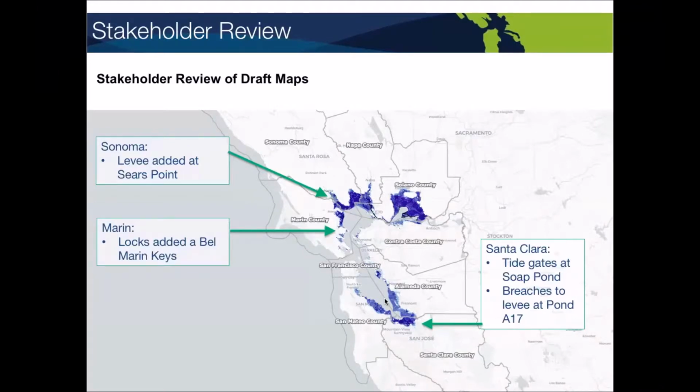So, for example, in Sonoma, we were informed there was an additional levee that we needed to add to the data set, while in Santa Clara, we learned where there are some additional tide gates and some conditions of the levees. So again, all of these were only possible because we had such a specific Bay Area focus.